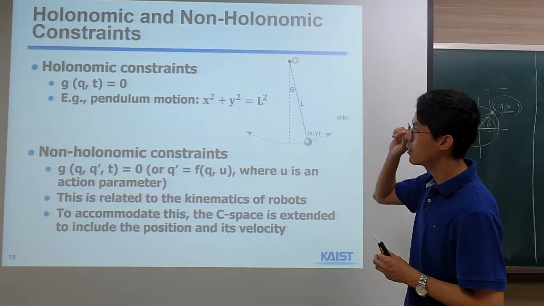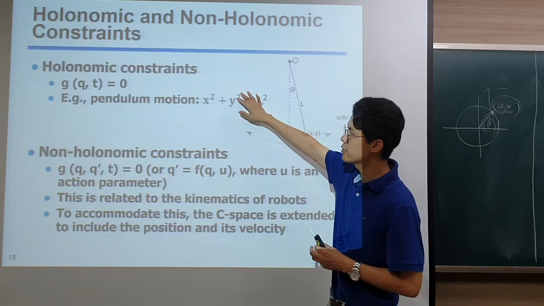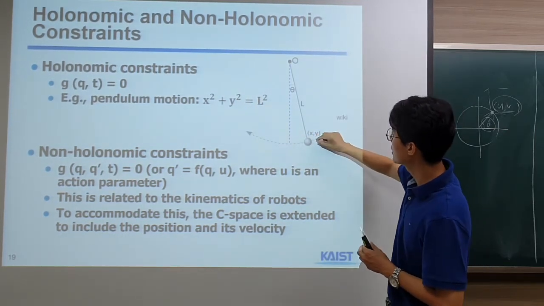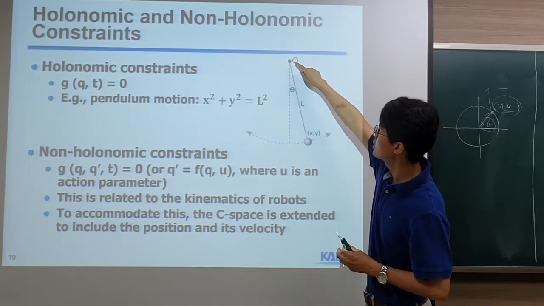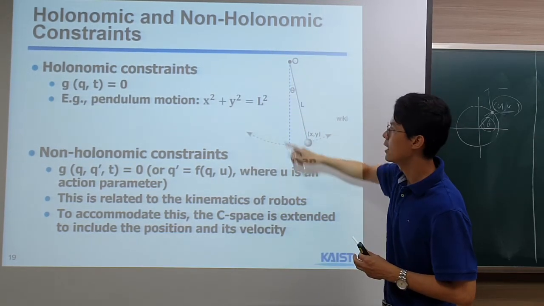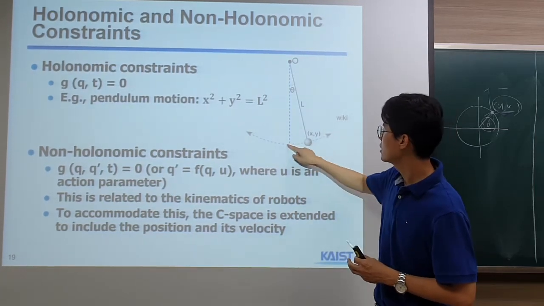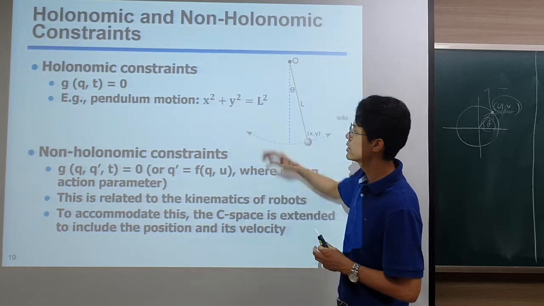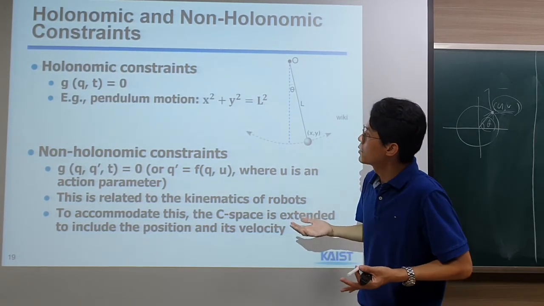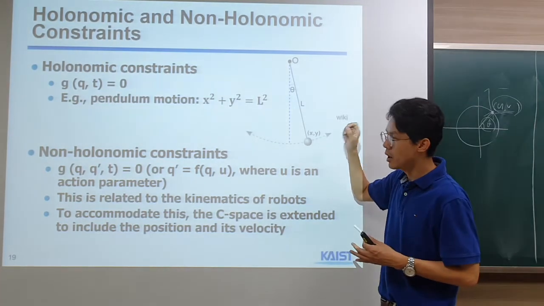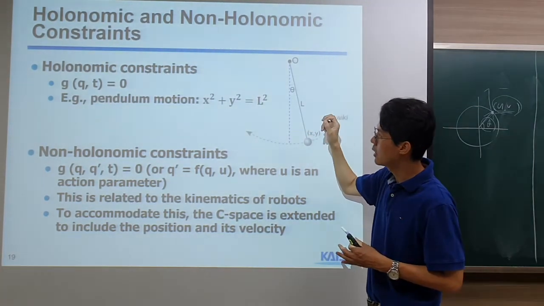One of the common constraints is the holonomic constraint. For example, suppose there is a pendulum linked to a particular point. Its length is L and the angle is theta, and the pendulum motion in x and y can be represented by a simple equation. We can think about this path as a trajectory, which is parameterized by a particular time t.